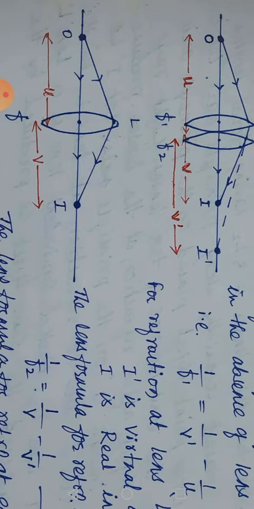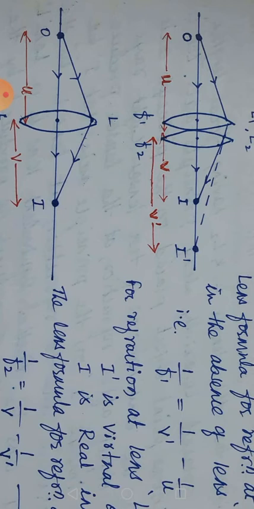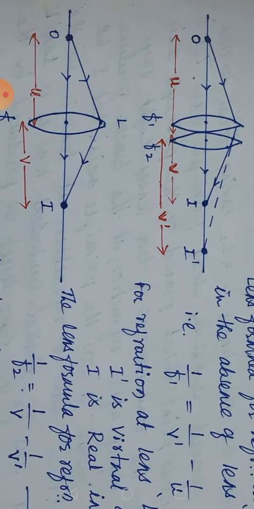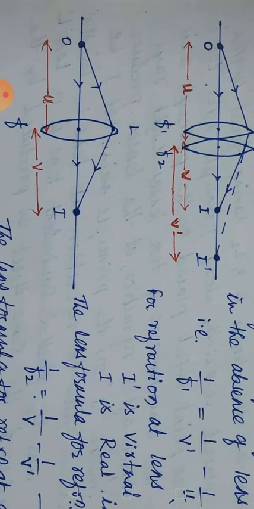You can keenly observe here that the object distance is the same for the combination of lenses and a single lens L, and the image distance I is the same for both cases, that is, for the combination of two lenses and a single lens. So here the single lens L is the equivalent lens. For this equivalent lens, the object distance is U and the image distance is V.